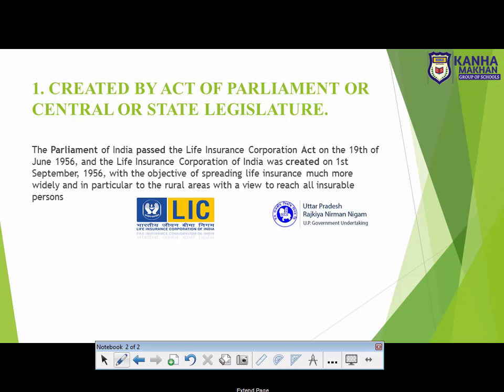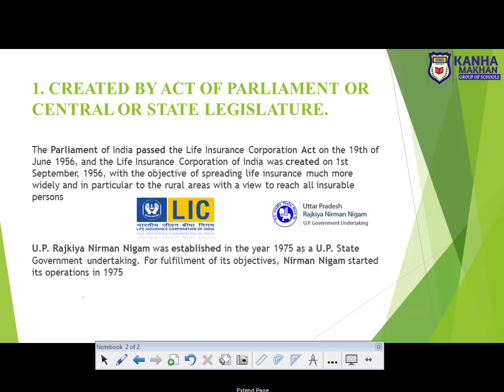Now we'll discuss the example of the state, that is Uttar Pradesh Rajkiya Nirman Nigam, and it was established under the state legislature. This UP Rajkiya Nirman Nigam was established in the year 1975 by the UP state government. It was a UP government initiative, and it started its operation in 1975. The main focus of this corporation was construction. I hope these two examples are clear to you.